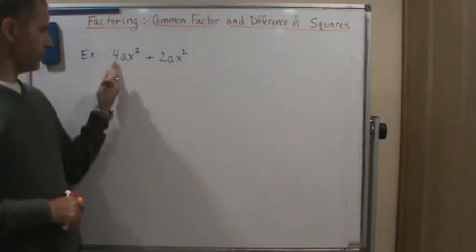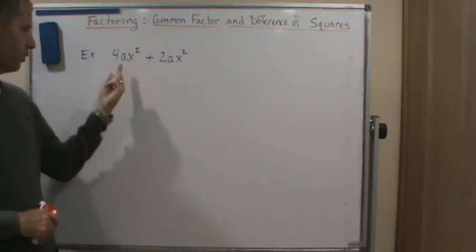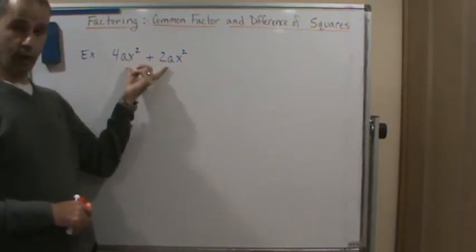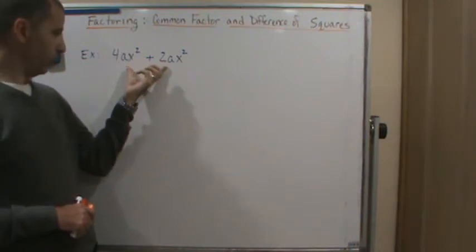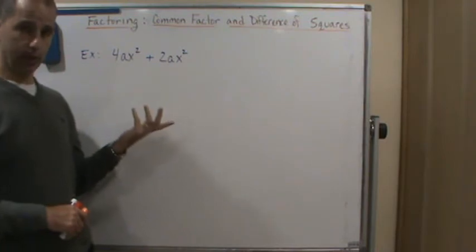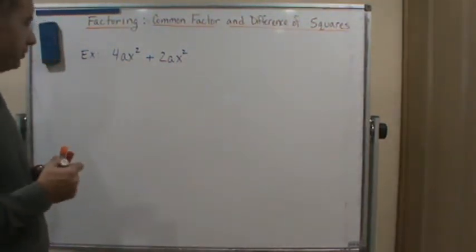So what's the greatest common factor of 2 and 4? That's going to be 2. The greatest common factor of the a's is a, right? We look for the largest exponent that we can factor out. And then the greatest common factor of x is going to be x squared, right? So what we're going to do is, again, write this as factors.